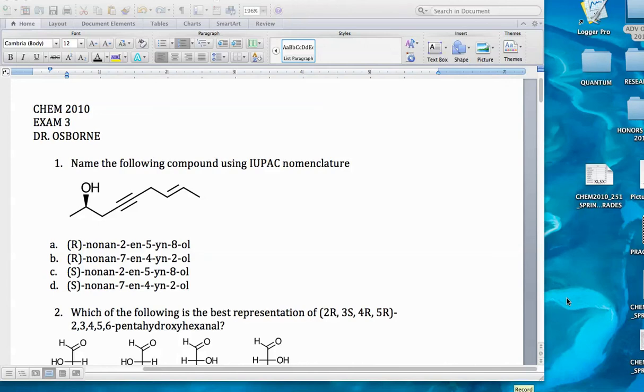Okay, so I want to start screencasting the solutions to the mock exam, exam 3, in preparation for the final examination next week. If we look at question 1, this is going to be a very typical question for the first 5 questions on your final. That is, you're going to be given a structure and you need to identify the proper IUPAC name.